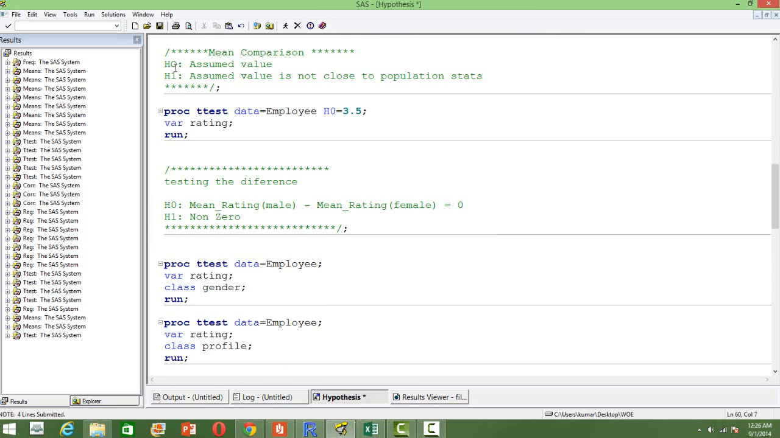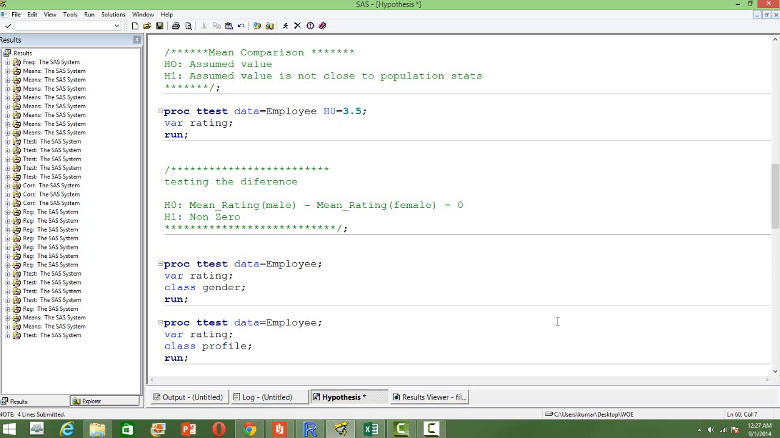Since we have accepted the null hypothesis, we assume that the assumed value, that on an average the rating for the entire population is 3.5, holds true for the population, and we have accepted that. Now we can conclude that the average rating of the entire company is close to 3.5. We can say it for sure because the hypothesis testing confirms that.